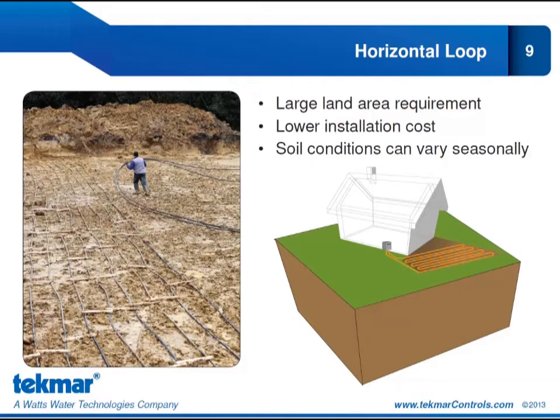The spacing is approximately 10 feet apart, and we bury these tubes at a depth of 4 to 8 feet below the ground surface. So because we're not going too far below the ground surface, we do have variation in soil conditions. So the deeper we can dig within the ground, then the more stable those earth temperatures are going to be. But because we are not going too far with the horizontal loop, we might have some variation with the seasons.